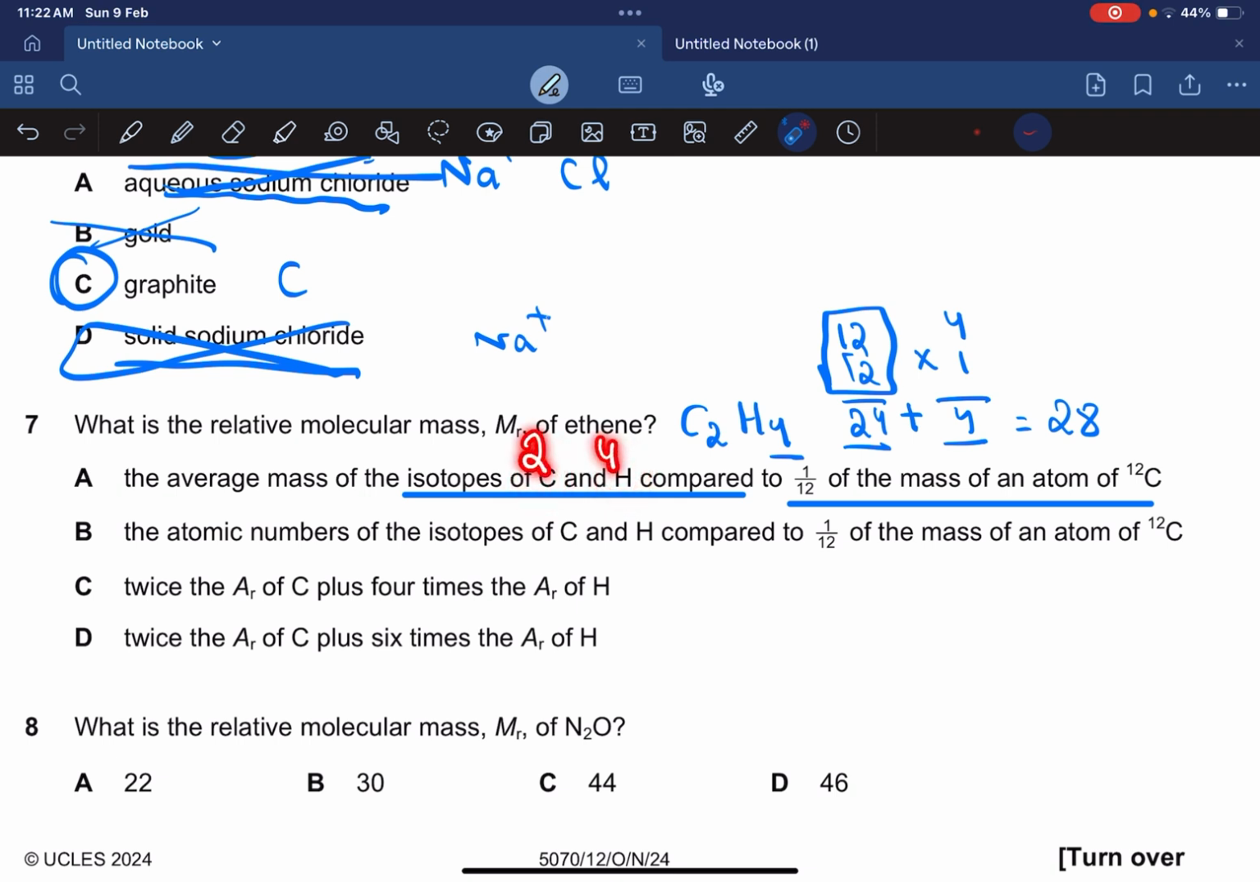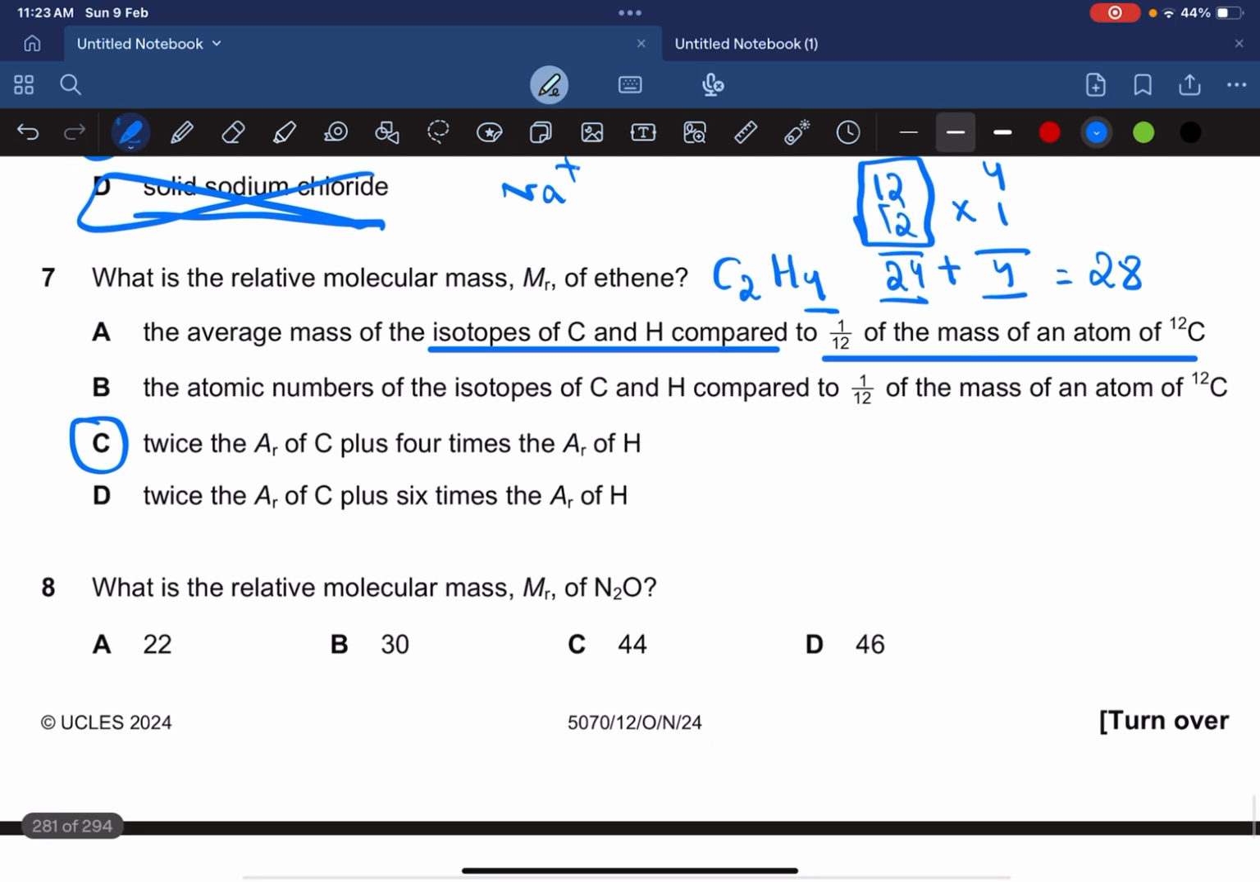The atomic numbers of the isotopes of carbon and hydrogen compared to. No, why would you take the atomic numbers? You never take the proton numbers to calculate the relative atomic mass. Atomic number is the proton number, so that's going to be wrong. Twice the Ar of carbon plus 4 times the Ar of hydrogen. Well, that's correct for ethene. That's what we have done. We have taken twice the Ar of carbon plus 4 times the Ar of hydrogen. So it's going to be option C.